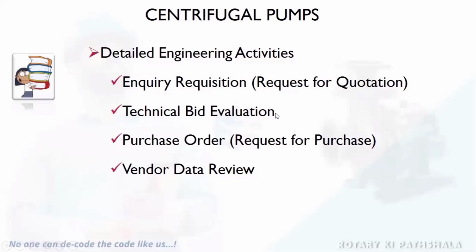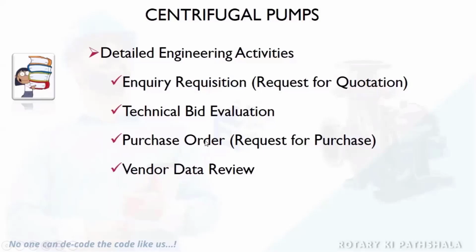Suppose during the technical bid evaluation, the vendor has declined to comply with a technical specification requirement, and you, as a rotary equipment engineer, have agreed to that deviation. That deviation should be properly reflected in the purchase order, so that we and the vendor know what is agreed and what he has to follow.